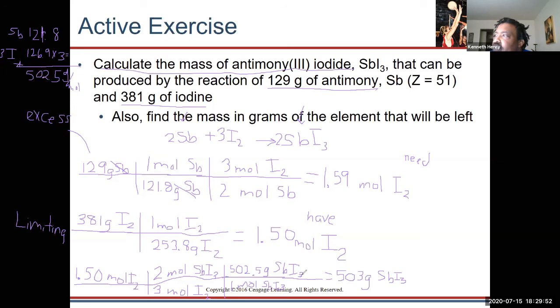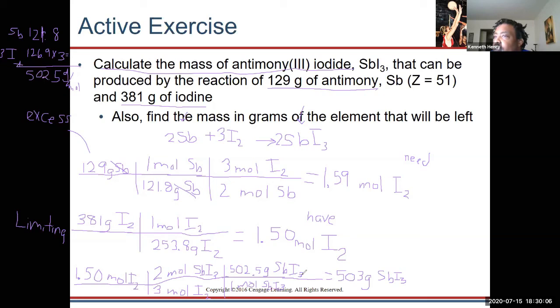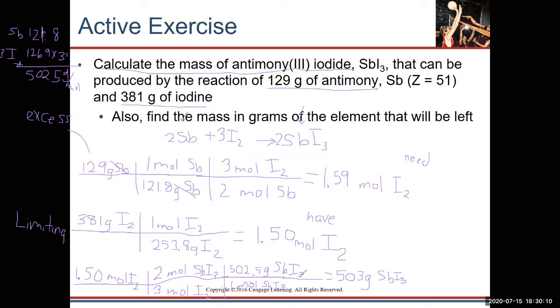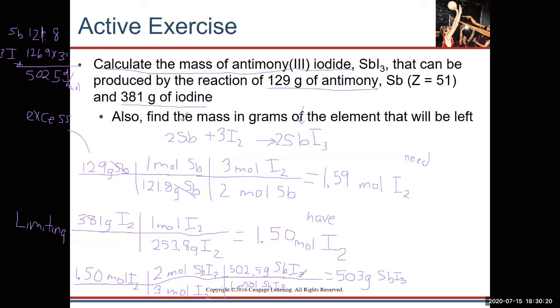Also find the mass in grams of the element that will be left. So what is going to be left? So what was limiting? The iodine. So then what is in excess? Antimony. Okay, so we have antimony left. We want to figure out how much antimony is left. Do you want to know the easiest way to do this, or do you want to do this the hard way? I want the easiest.